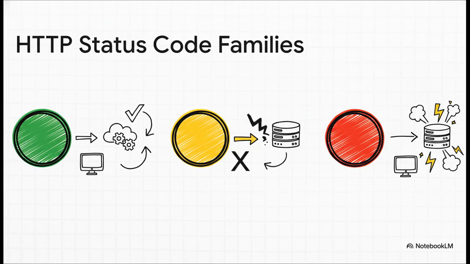Codes in the 400s mean you made a mistake. The client, that's you, sent a bad request. The classic one is a 404 Not Found. You probably typed the URL wrong. But codes in the 500s, that means we made a mistake. The server messed up. This simple system makes figuring out what went wrong so much easier.